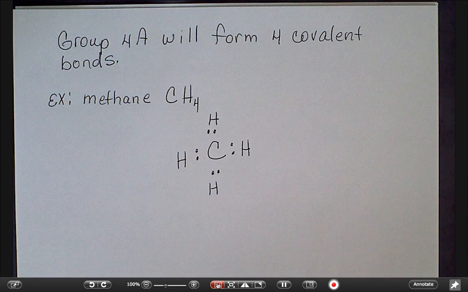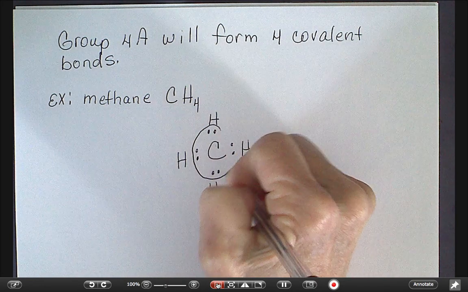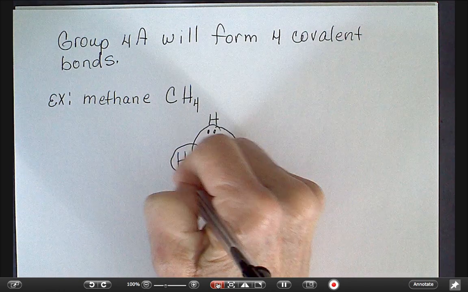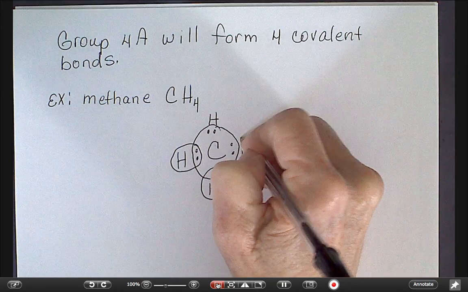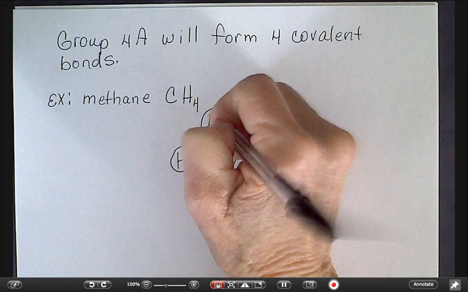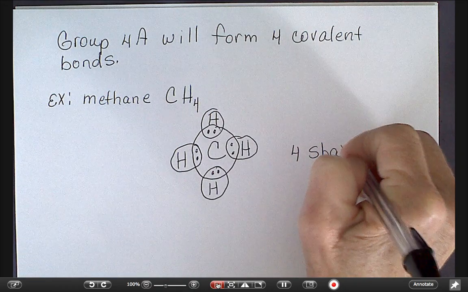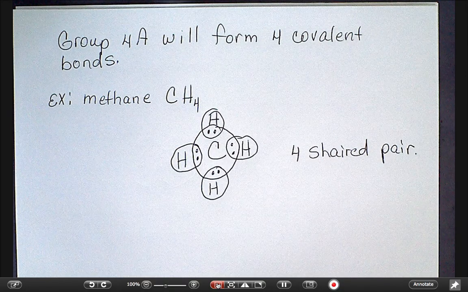Now your carbon has how many? 8. Venn diagram it. Okay, and then do your single shared out here with each hydrogen. 4 shared, 1 unshared. No, they're all shared. Oh, wait. There's 4 shared pair. Oh, yeah.